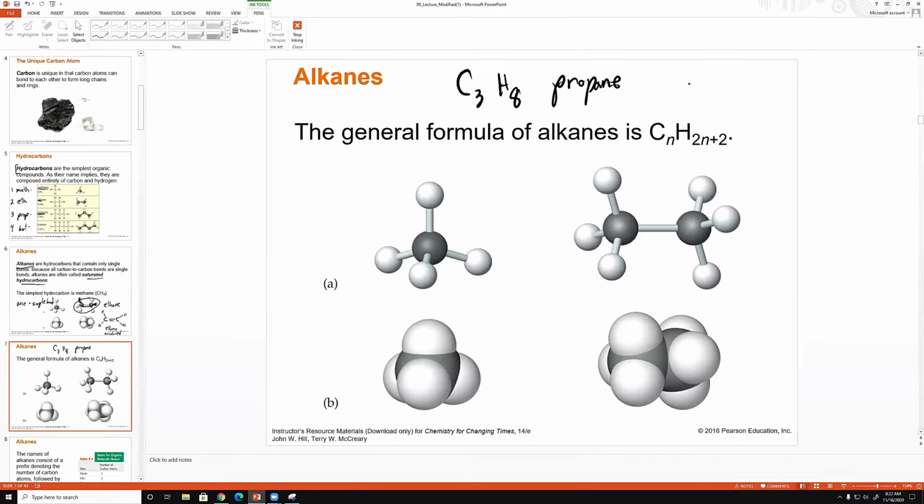And then you have butane. Maybe you've heard of butane tanks. You have octane, right? Octane you've probably heard of. So octane is C8, and then H, you would put it in that formula, you'd get 18. That's what octane is. So these are all forms of alkanes. And alkanes are synonymous with saturated hydrocarbons.